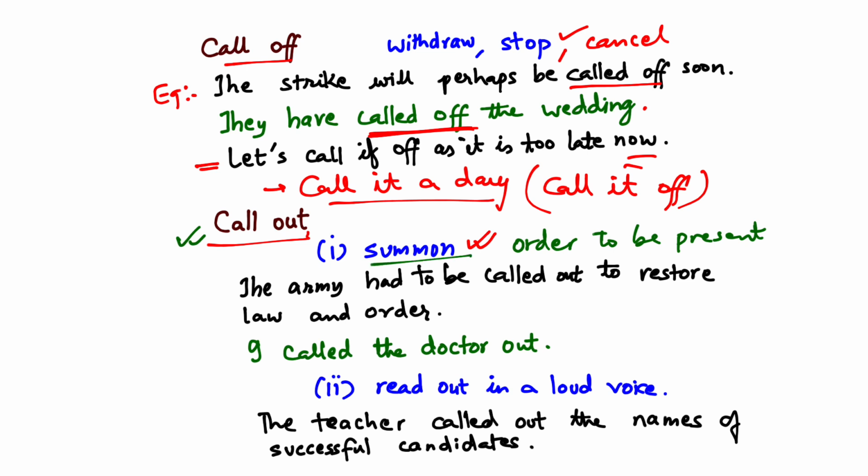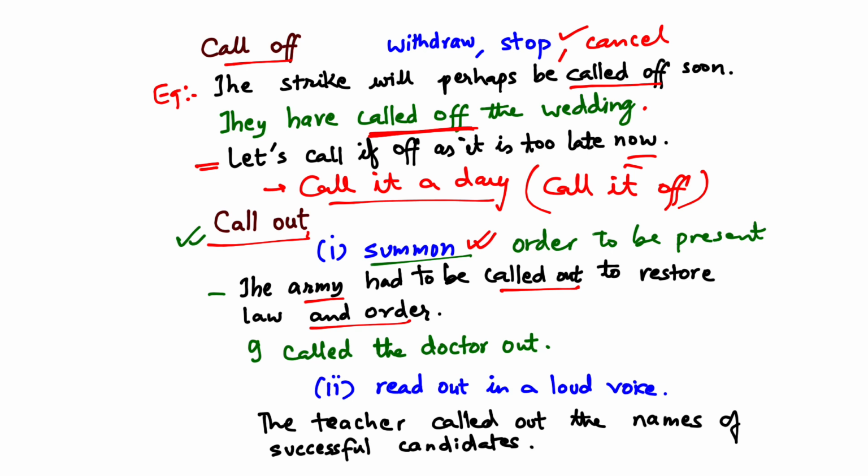So the example is, the army had to be called out to restore law and order. So had to be called out, or the army had to be summoned to restore law and order. It's the same thing. Or the army had to be ordered to be present to restore law and order.